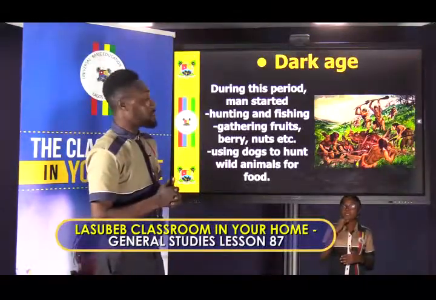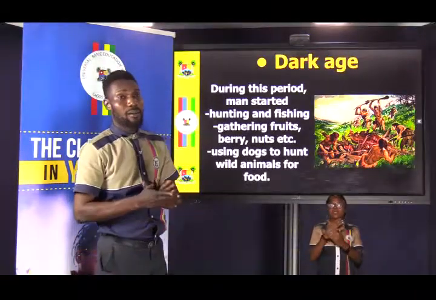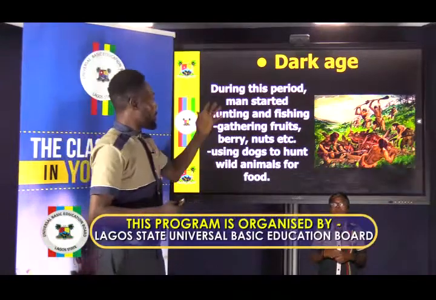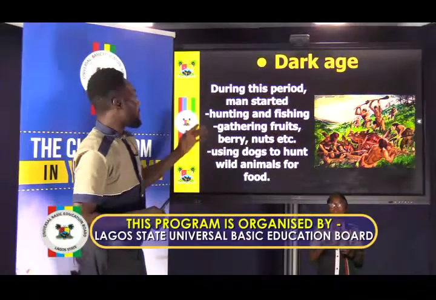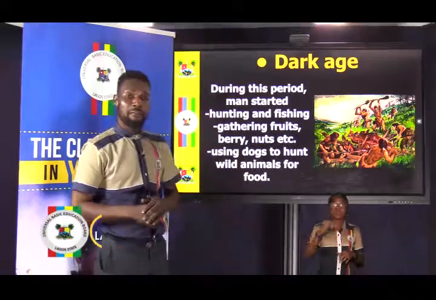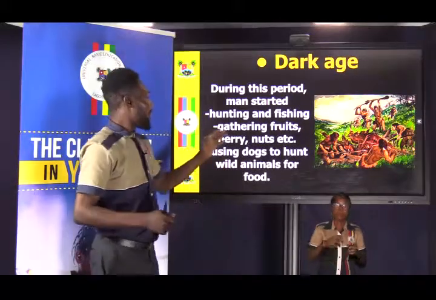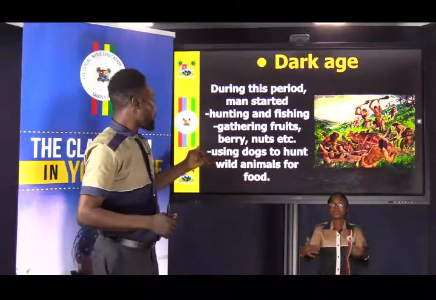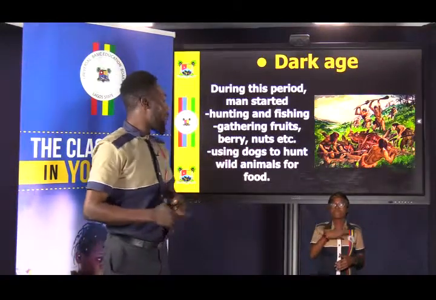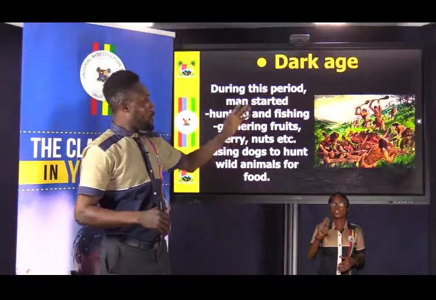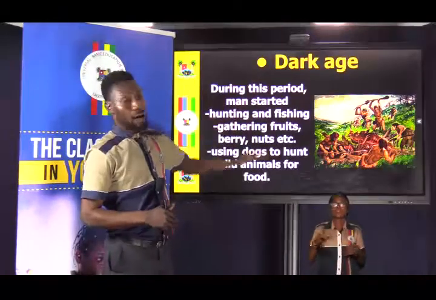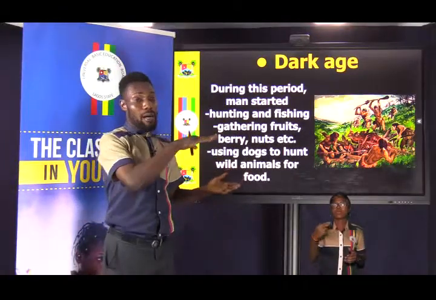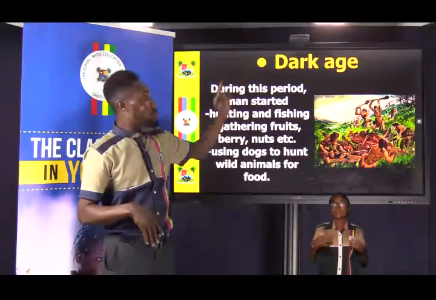Next era is Dark Age. Say that. Dark Age. During this period, man started hunting and fishing, gathering fruits, nuts, and so on, and also using dogs to hunt wild animals for food. This stage or this era is a development from the first era, Old Stone Age.